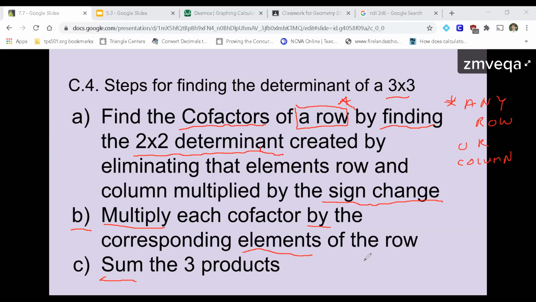I'll walk you through the steps by hand on what a 4x4 would look like, and hopefully that will convince you to never do a 4x4 by hand.